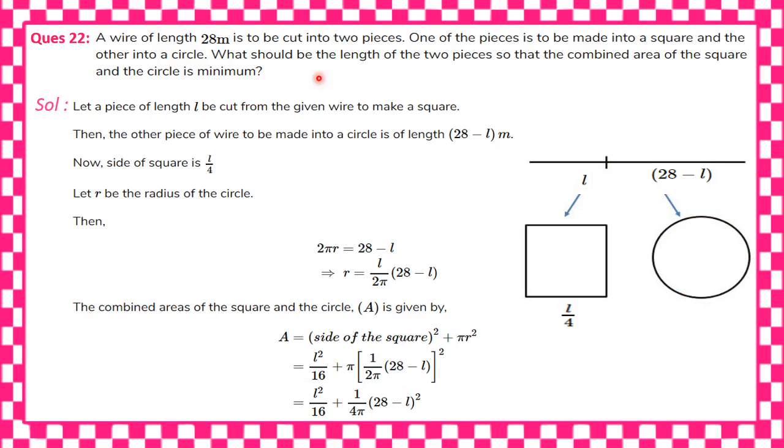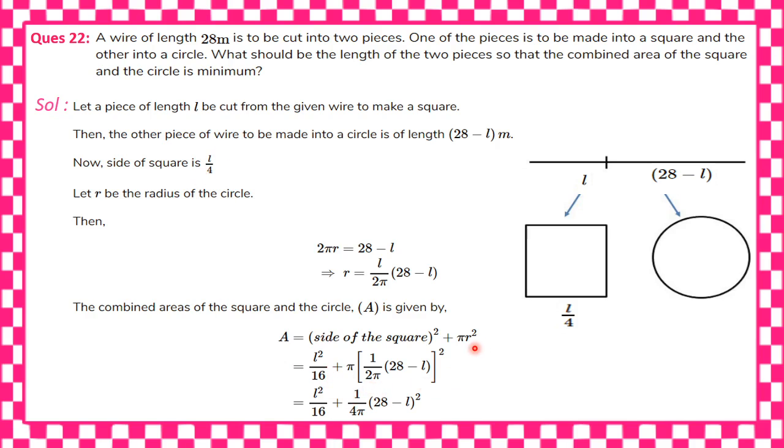Now it is given that what should be the length of the two pieces so that the combined area of the square and circle is minimum. Combined area we have to take. Let it be A, capital A. Now take the combined area of square plus area of circle. Put their values. Side of the square, what was the side? L by 4. So L square upon 16.